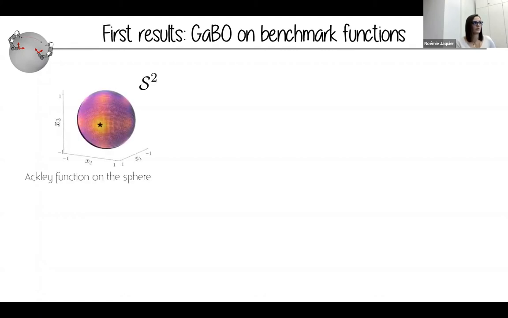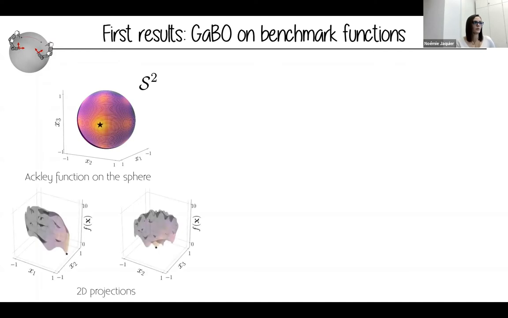So here we are considering the Ackley function on the sphere. So you see here the function that has been projected on the sphere, and the star denotes the minimum that we are aiming at reaching. And I will show you also some 2D projection of how the Gaussian process is looking like on the sphere. So on the 2D projection you have here, those are two axes of our sphere, so x1 and x2 here. And vertically, you have the value of the function.